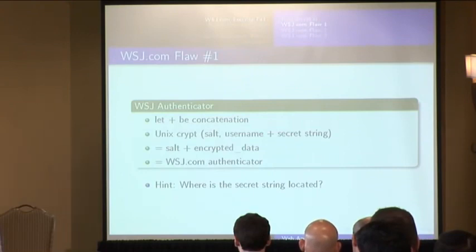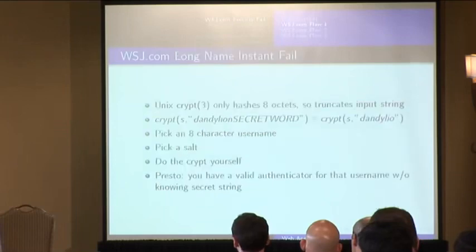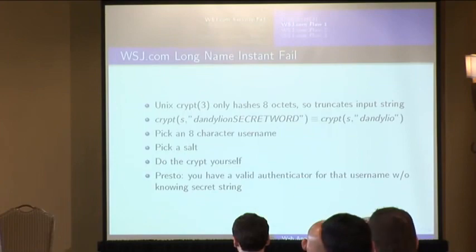Okay, so the hint is, where's the secret string located? The secret string is after the username, and I just told you that it only accepts 8 characters, that it truncates after 8 characters. So it's only hashing 8 octets. As long as you have a password that's 8 characters or more, the secret word isn't even involved. So what you could do is pick an 8-character username. Oh, I guess they base this on the username. You pick an 8-character username, you pick a salt, you do the crypt yourself, and now you have a valid authenticator to the wallstreetjournal.com without even knowing the secret string, right?